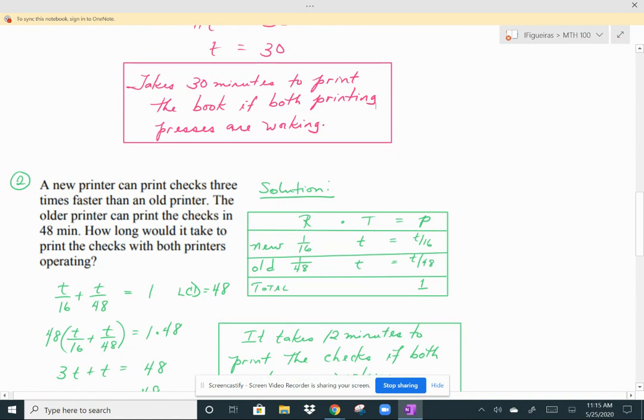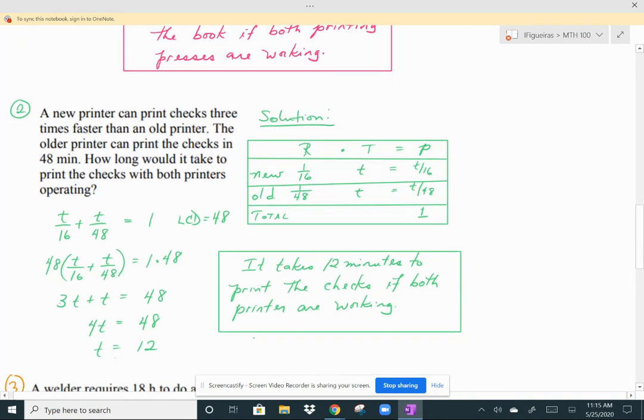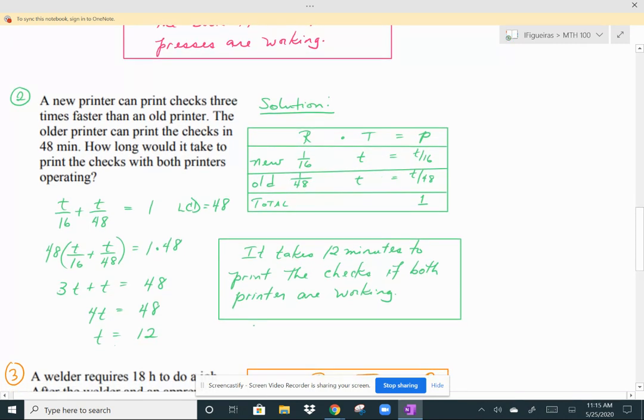So this one, it says, a new printer can print checks 3 times faster than an old printer. The older printer can print the checks in 48 minutes. How long will it take to print the checks with both printers operating? All right, so we have an old printer whose rate is 1 over 48. The new one is 3 times faster, so if you take 48 and divide it by 3, that's 16. So the rate of the new printer is 1 over 16.